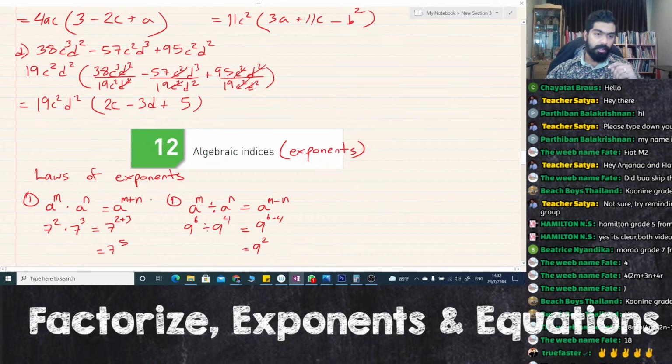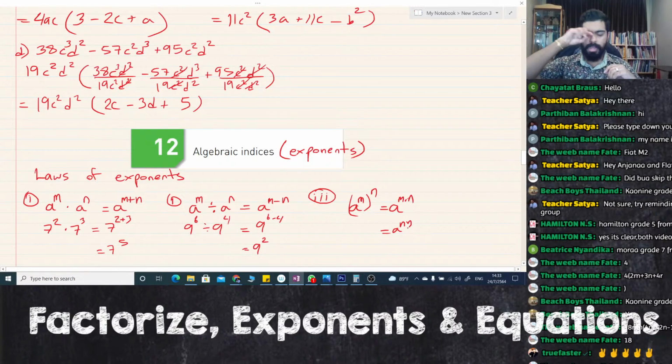Now, the third law that we'll be looking at is what we call the power of power law. Okay, it's very powerful. So if I have a to the power of m, all to the power of n, like this, this is same like a to the power of m times n, which is equal to a to the power of mn, right, guys?